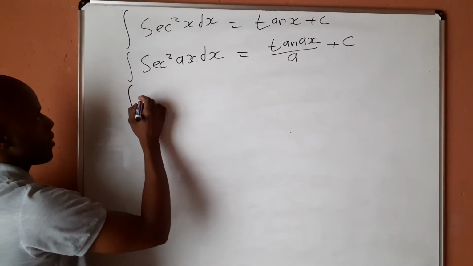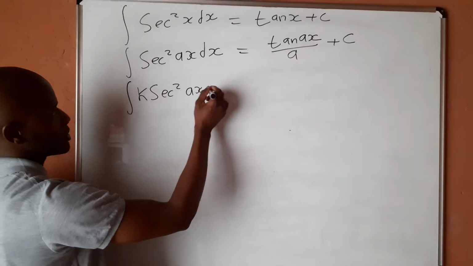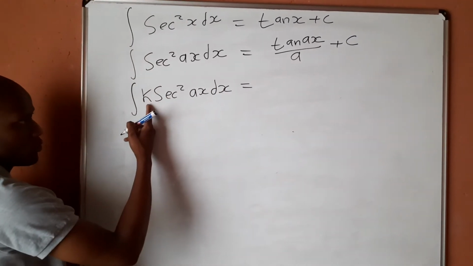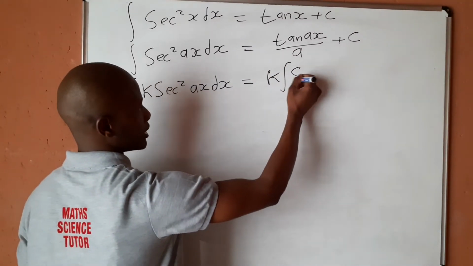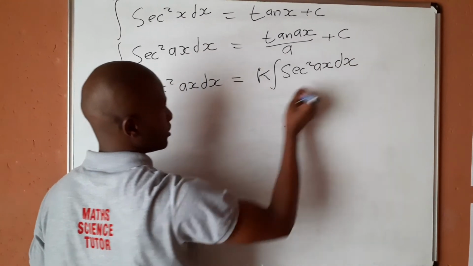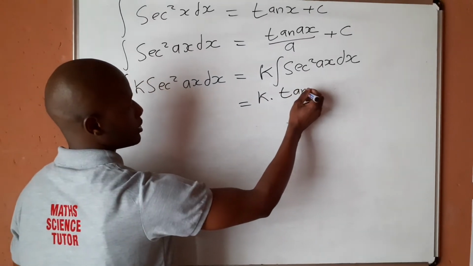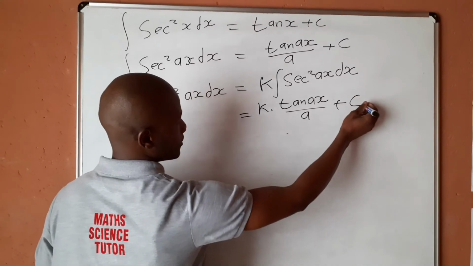Integrate k sec squared ax dx. We take out k as a common factor. It is k times the integral of sec squared ax dx, which is going to be k times tan ax divided by a plus c.